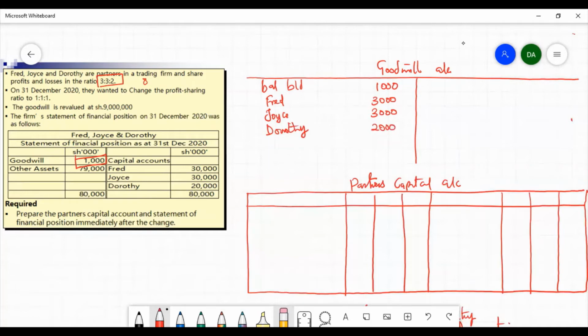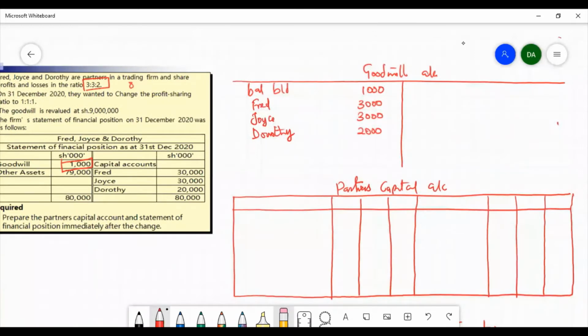And to determine these values, we have multiplied 3 over 8 by the increase in goodwill, which is 8 million, and then 2 over 8 by 8 million, to determine the share of goodwill that each partner will receive.